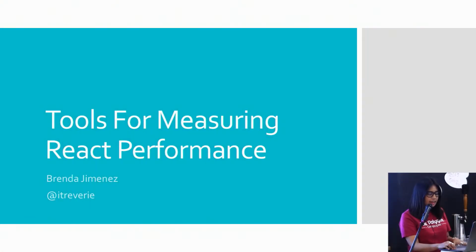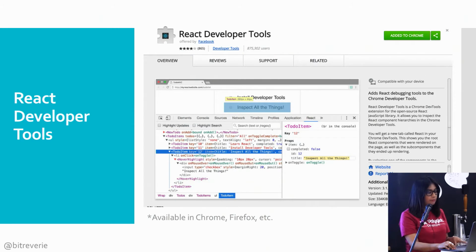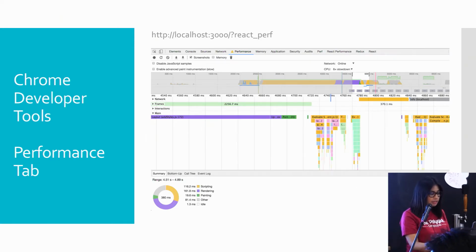So as I was saying, I'm gonna talk about some tools for measuring React performance. So the first one is React Developer Tools, which is available in most of the browsers. The second one that I'm going to use is Chrome Developer Tools, exactly in the Performance tab.